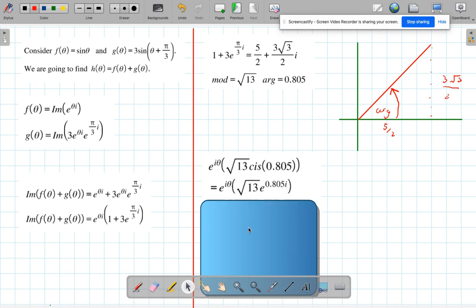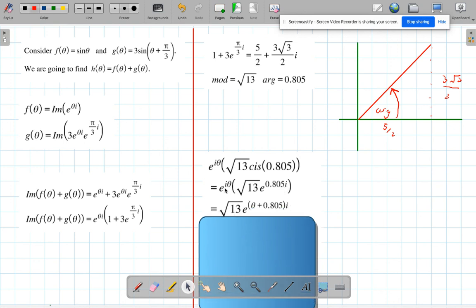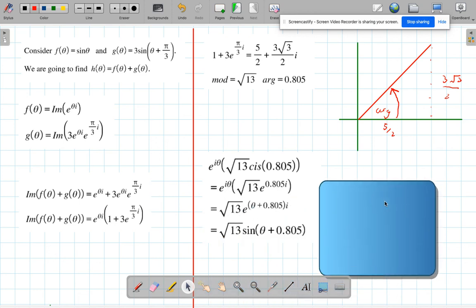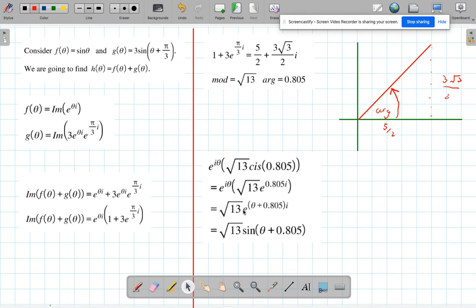So when we multiply them together, we get the root 13 coming out, and we can just add these two numbers together. And then turning it back into a form like we want here, we end up with this.